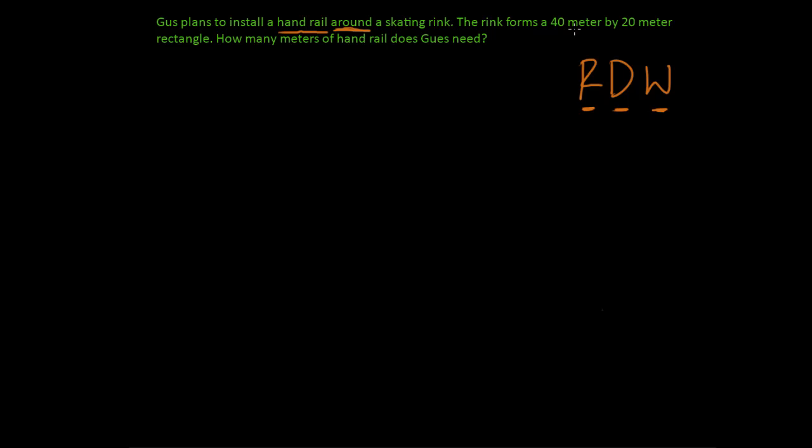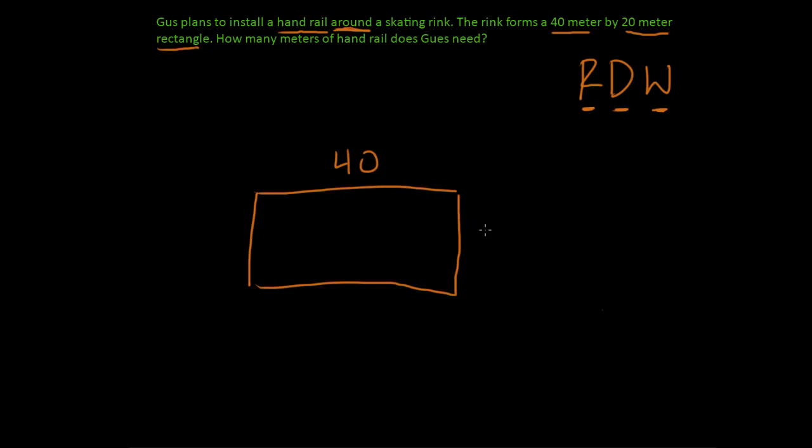The rink forms a 40 meter by 20 meter rectangle. I'm going to underline my numbers here because I know that those are going to be important. And this word rectangle here so that I can go ahead and draw that picture out. I know what my skating rink is going to look like. It's going to be a 40 meter by 20 meter rectangle.